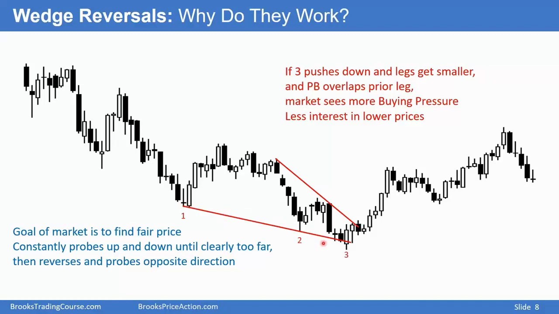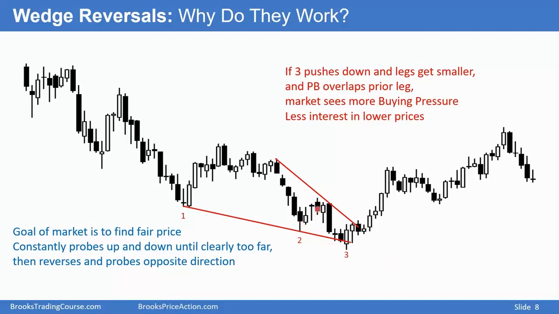You see 3 pushes down, and the legs down are getting smaller. Plus you see overlap. The pullback from the second leg goes above the low of the first leg. There's less interest in lower prices. The market sees the buying pressure. They see that the bulls who buy at this low can make money. They assume the bulls who buy at this low will make money. Less interest in buying lower.